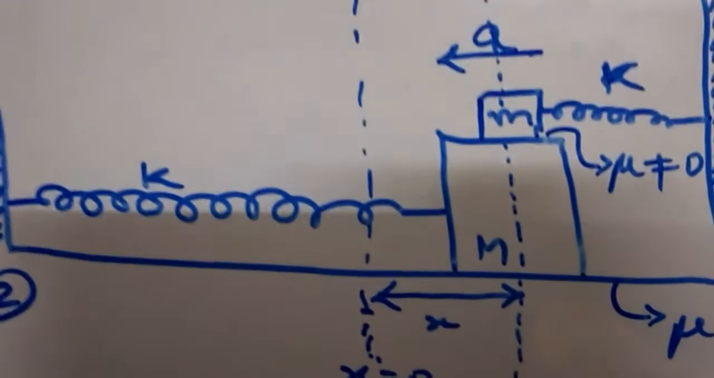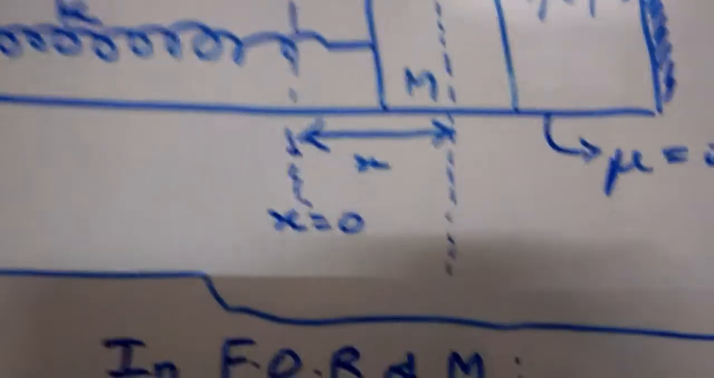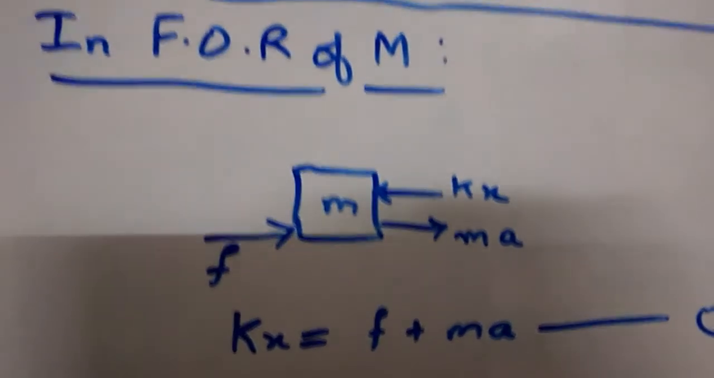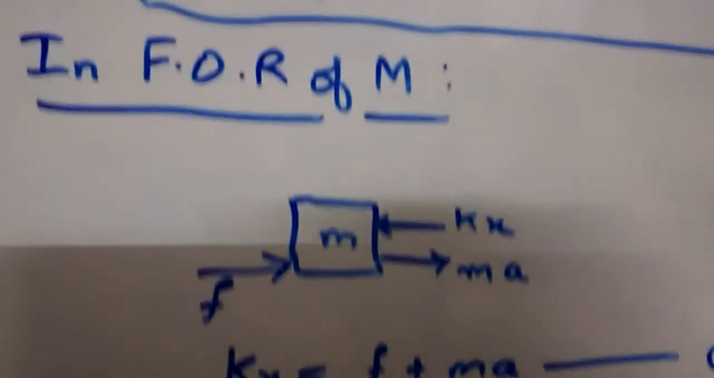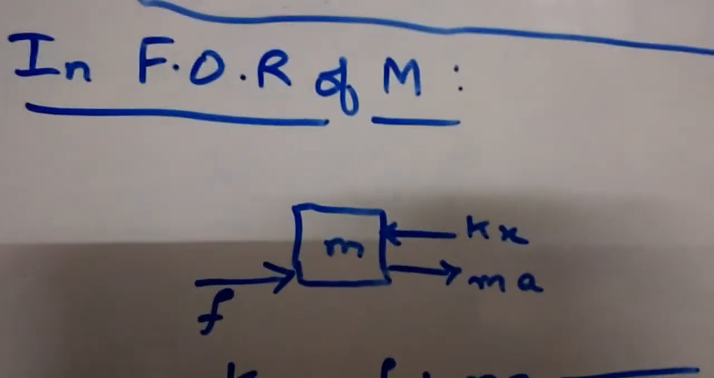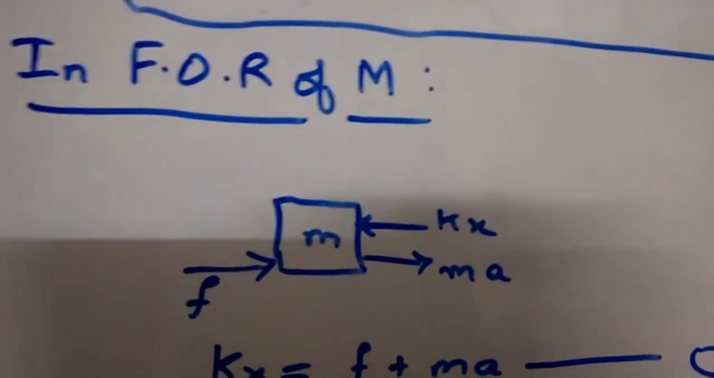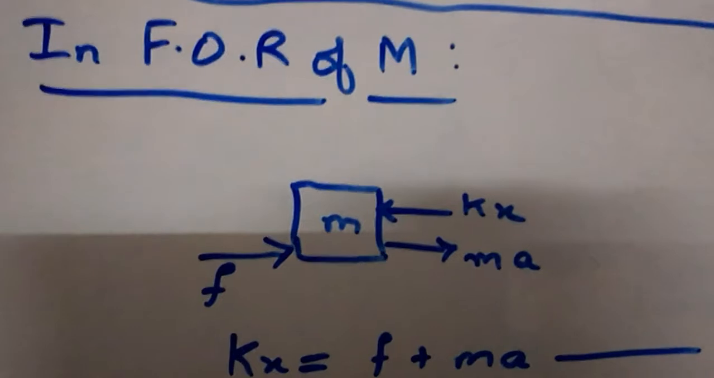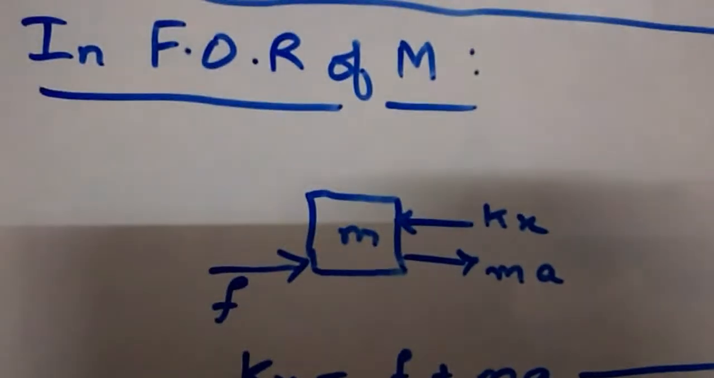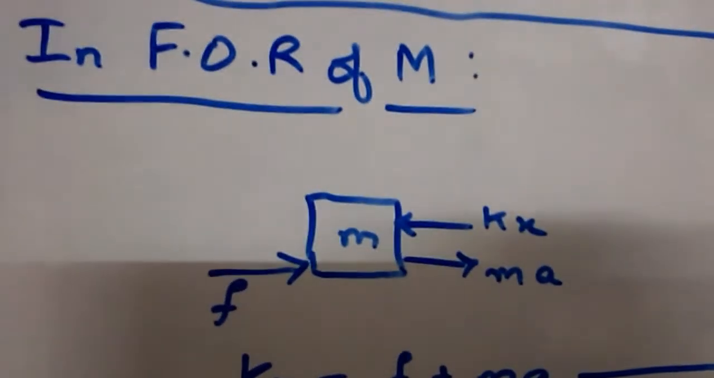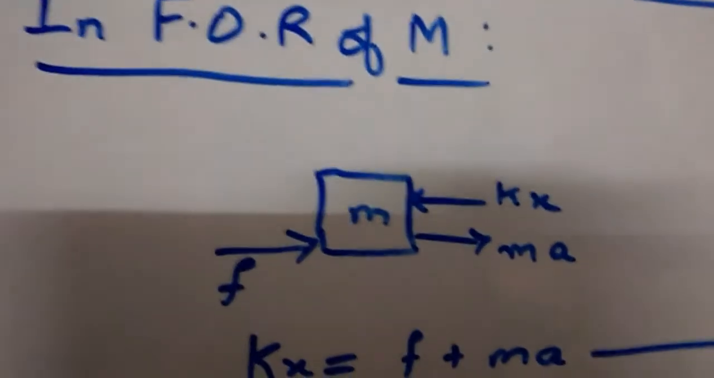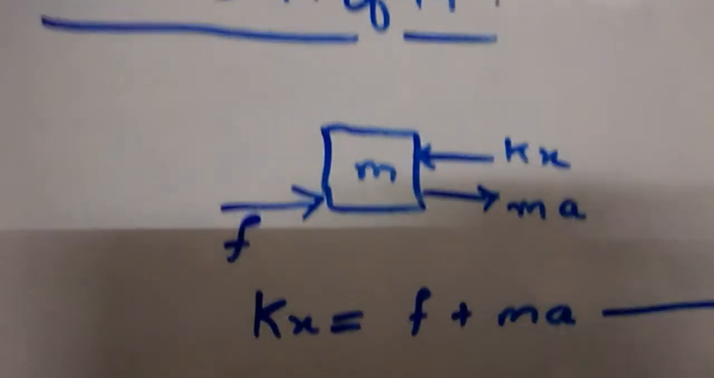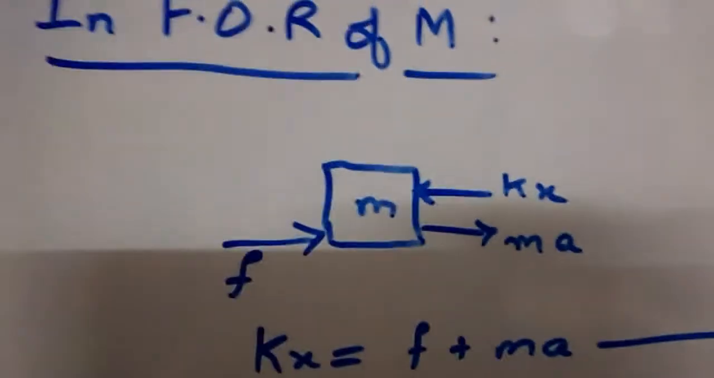So let's draw the free body diagram of small m in the frame of reference of capital M. So there is a spring force kx acting to the left. There is a pseudo force Ma acting to the right. And because the tendency of motion of small m with respect to capital M is towards left, hence friction will act towards the right.